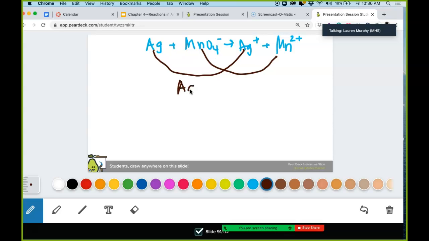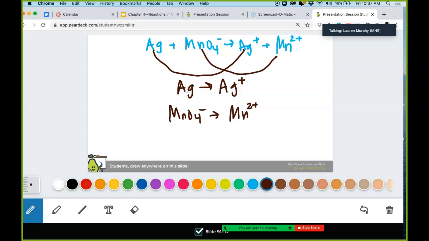So silver going to silver ion. This is a half reaction. And then permanganate going to manganese ion. This is another half reaction. Okay, so that's the first step. Write out half reactions. Second step, you balance all elements other than oxygens and hydrogens.